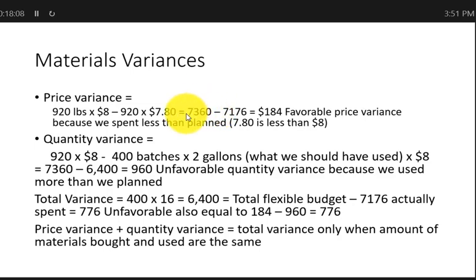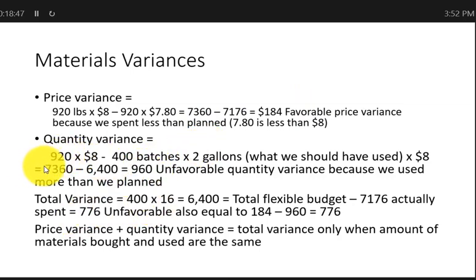So this is what we thought we were going to spend on buying it. This is what we did. This is the difference. That's favorable because we spent less than planned. That's always how you determine whether a variance is favorable or unfavorable: whether you spent less or more than you planned. If you spent less, it's favorable. If you spent more, then it is unfavorable. So we paid $7.80 when our plan was $8, so that's a favorable price variance. So we saved, you might say, $184 because of the lower price.